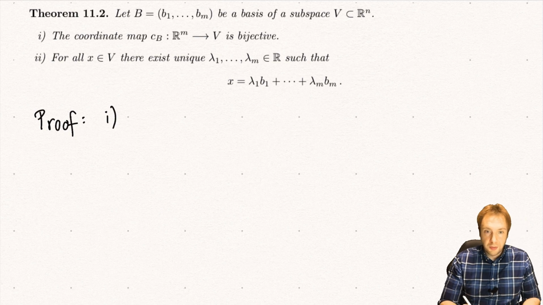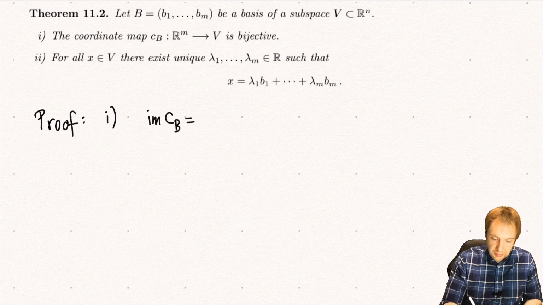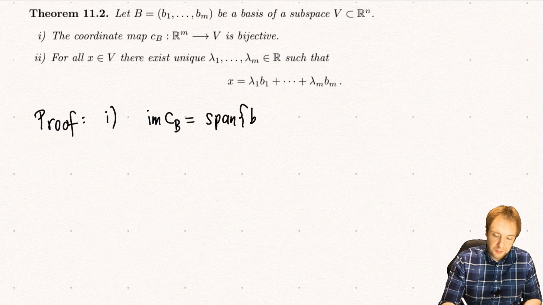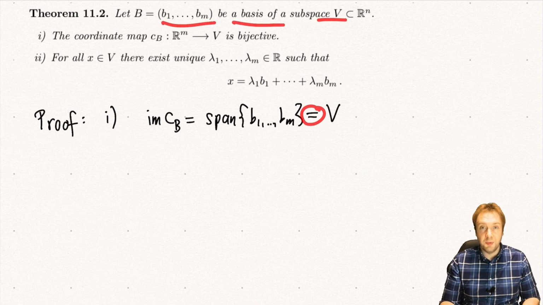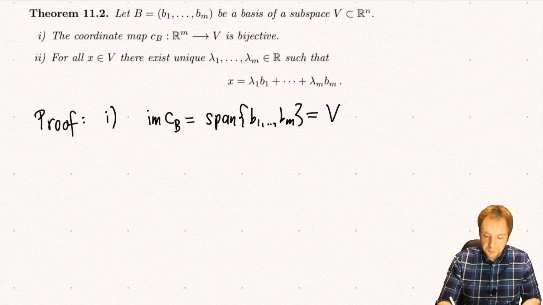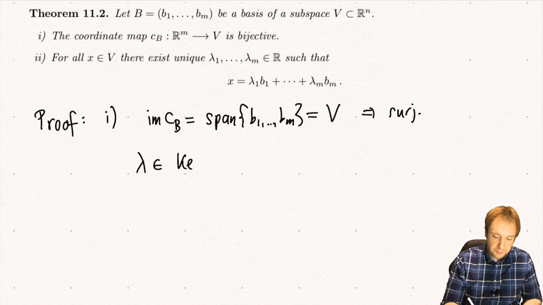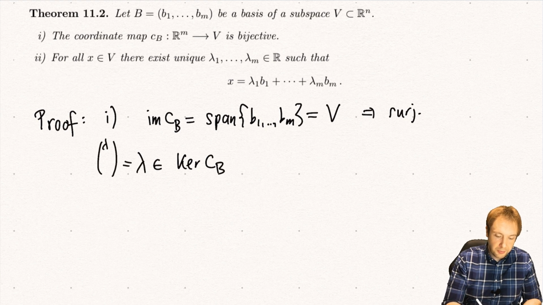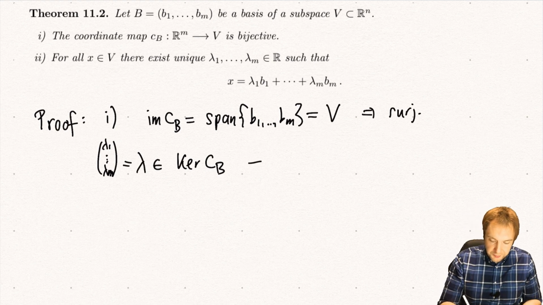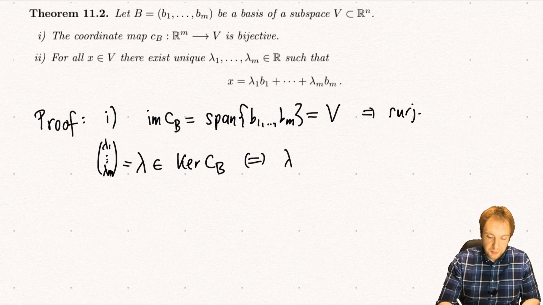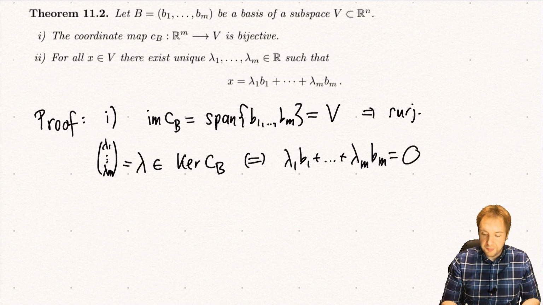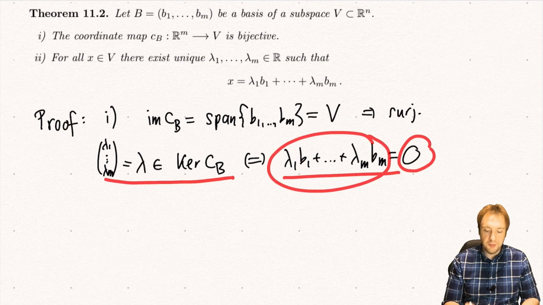So for number 1, the image of CB is, as I said, exactly the span of these vectors, but the span of these vectors is exactly V, because these are a basis of the subspace V, and one condition is that they span the space. So therefore it's surjective. And if I have an element lambda in the kernel of this map, so let's say lambda is the vector lambda 1 up to lambda m, then what does this mean? Well, this means that CB of lambda is 0, and CB of lambda is exactly this linear combination of these vectors. And the statement is that this is 0. So CB of lambda equals 0, meaning this is an element in the kernel.